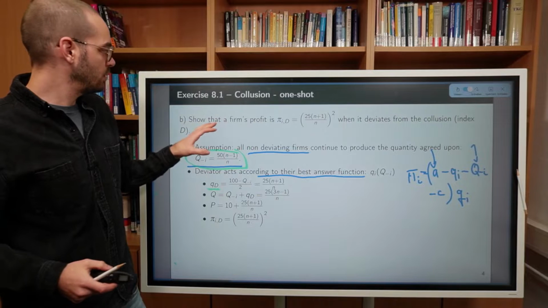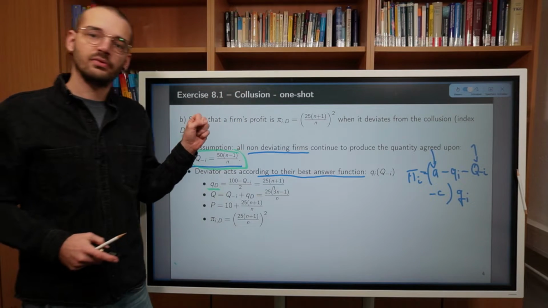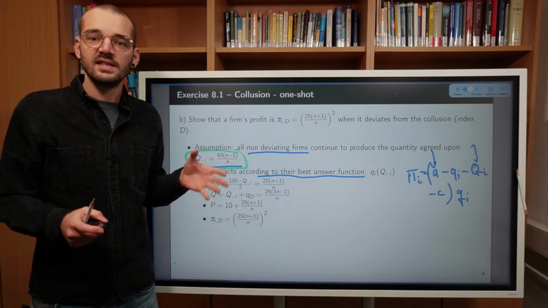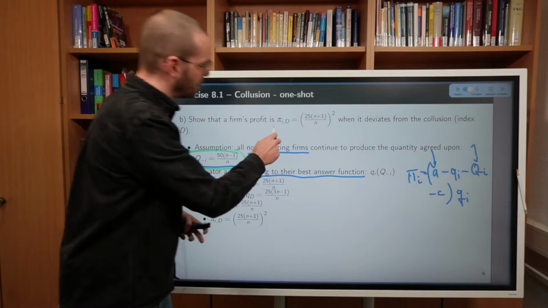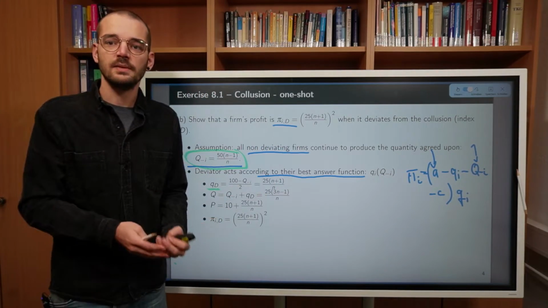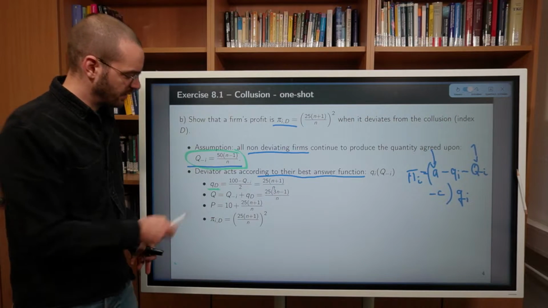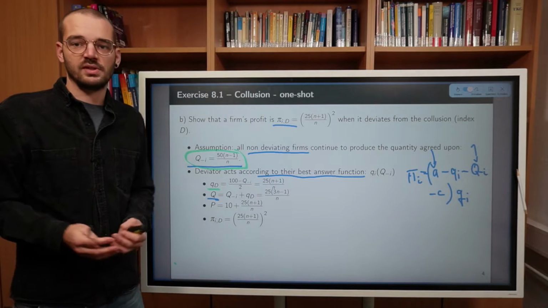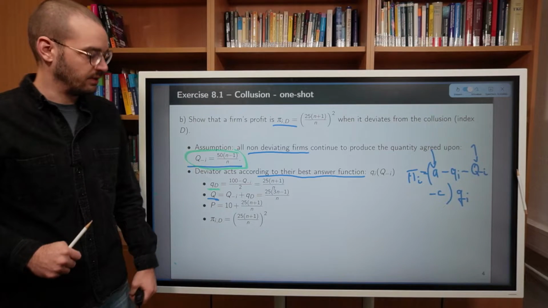So we have now shown what the quantity is for the deviating firm and for all other firms. Now, if we want to find out the profits, of course, we need to find out what the price in the market is. We know the quantity for all firms. Using this, we can simply calculate the total quantity in the market, which of course is the sum of the quantities of the deviating and all the non-deviating firms.